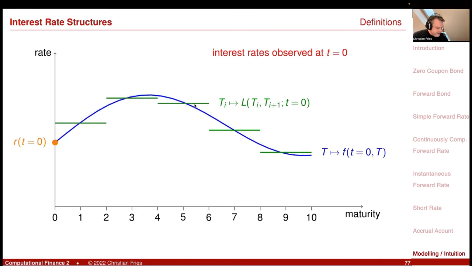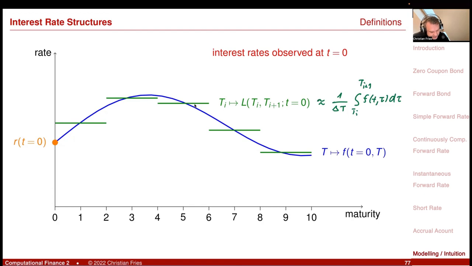The time discrete forward rates are actually just averages, a special average. 1 plus L times period length is the exponential of the integral over f. So there is some special way of averaging, but you see that L times period length is approximately like the integral. So L is approximately 1 divided by the time period times the integral from t_i to t_{i+1} of f(t, tau) d tau.